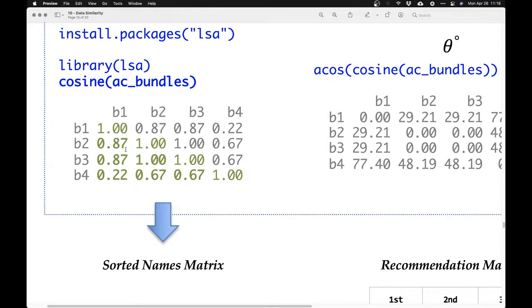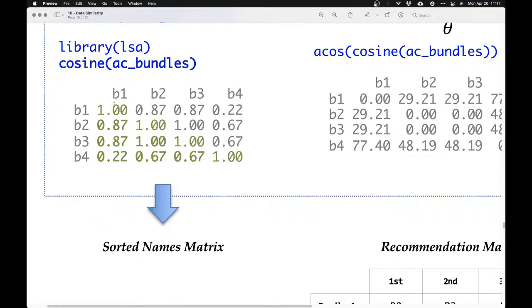We can now recommend bundles based on their similarity based on cosine. Of course, I don't want to recommend bundle 1 to bundle 1. That would be ridiculous because you're already using bundle 1. But I could look at the next biggest number. Yes, I could recommend bundle 2 or bundle 3 if you like bundle 1. For people who like bundle 1, I would probably recommend bundle 4 last, okay?